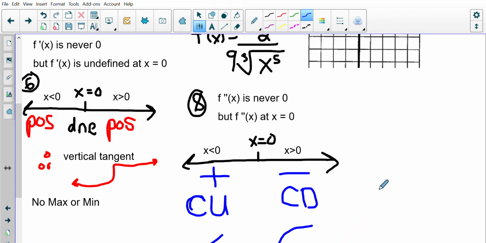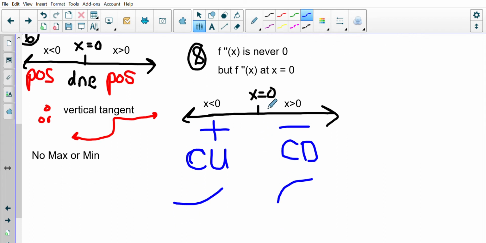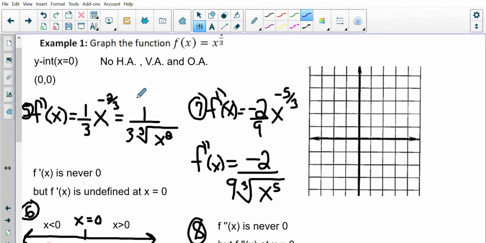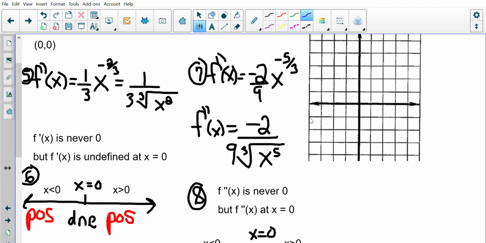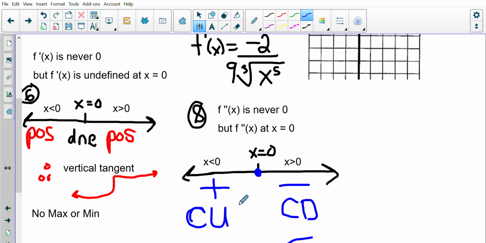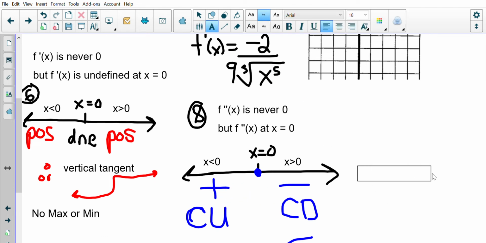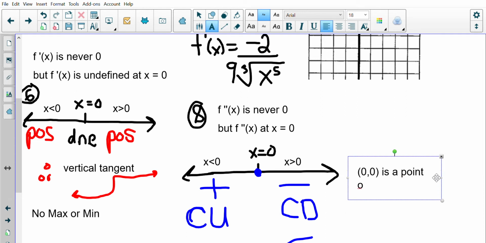All right. Now, let's piece it together. And one last thing here is that we have a change between concave up and concave down. So at this spot, x equals 0, which, by the way, happens to be our y-intercept here, 0, 0, because there's a change from concave up to concave down, this is called a point of inflection. So 0, 0 is a point of inflection, or an IP. All right, so now I've got all this information.